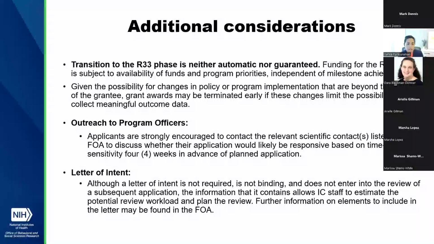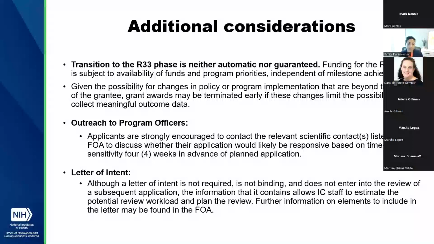And so, again, number one, outreach to program officers. Applicants are strongly encouraged to contact your relevant scientific contacts, those who are listed in the funding opportunity, to discuss whether your application would likely be considered responsive based on, time sensitivity, roughly, 4 weeks in advance of when you are planning to submit your application.